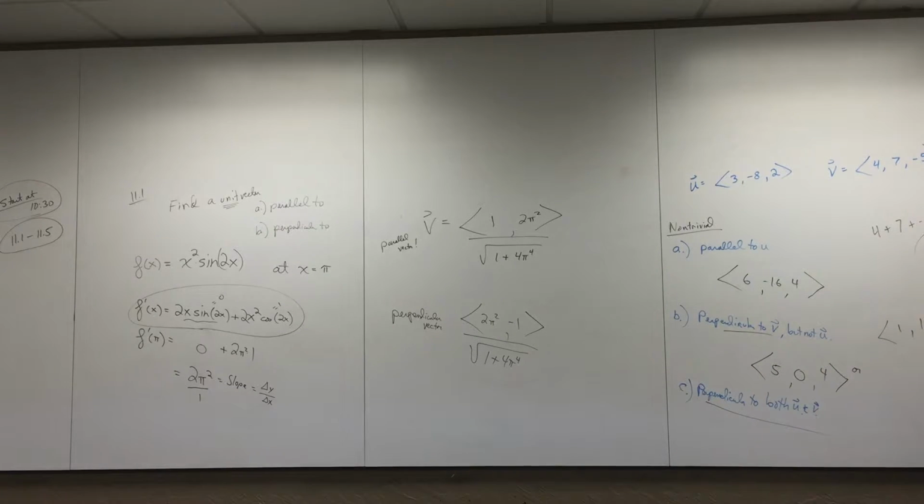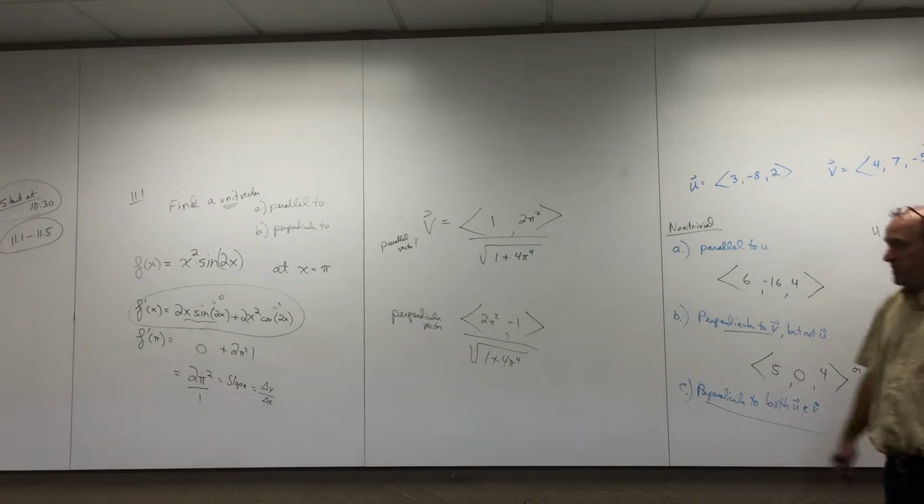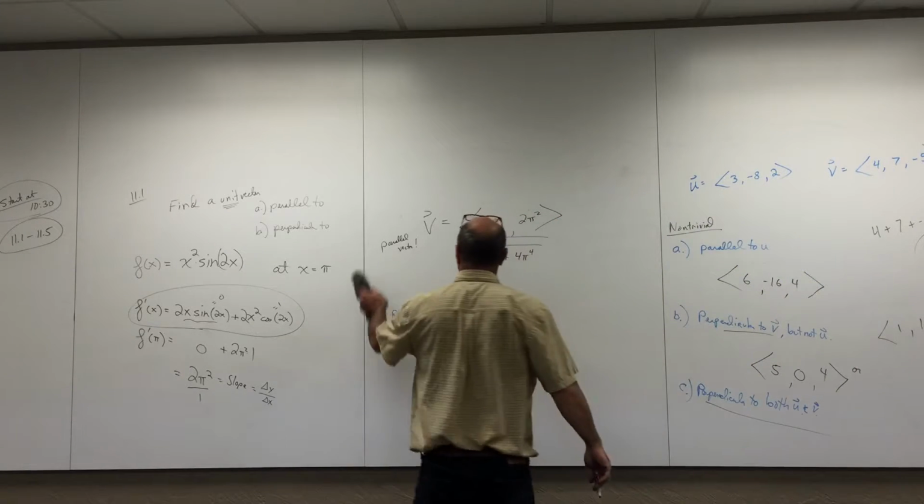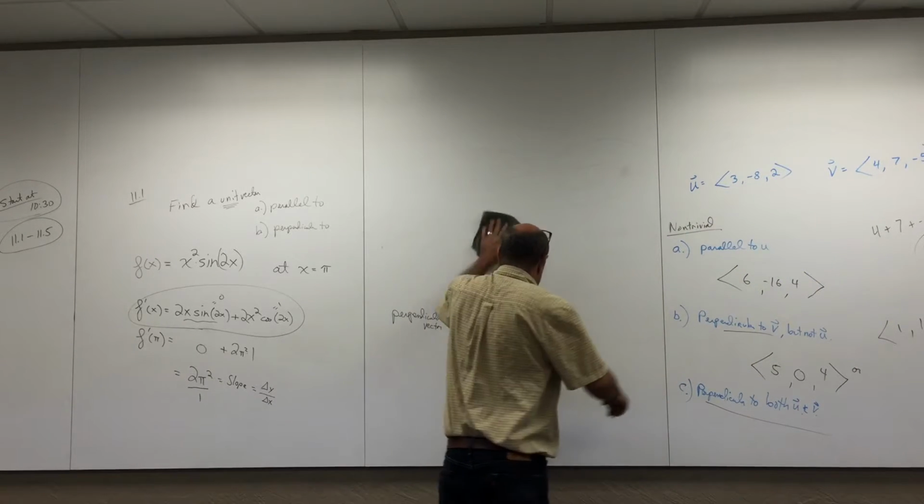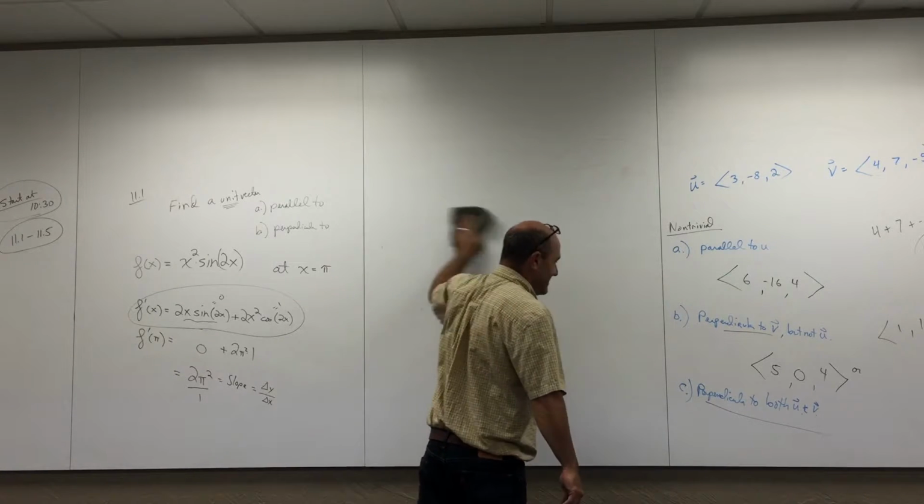You know what to do for the last one? That's the cross product. You're right. To be perpendicular to both, we need the cross product. Should we even bother? Nah.